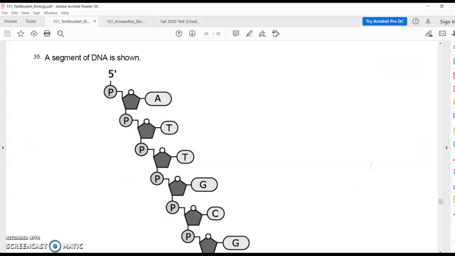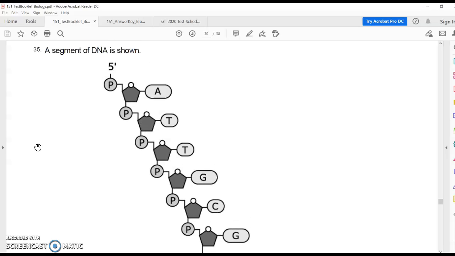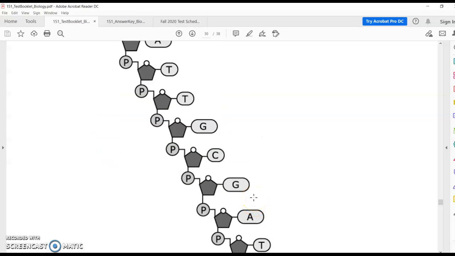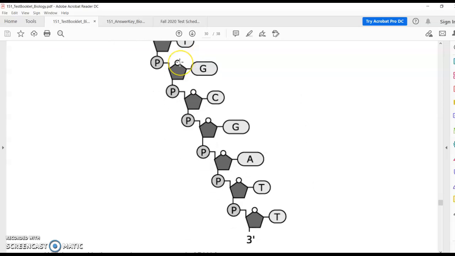Moving on to 35, we have a model of DNA going from 5' to 3' end here. So that's what these mean. This is a 5'. That little apostrophe there means prime. And then at the end of our strip here, we have a 3' end. And so strands run anti-parallel. So the complementary strand that would bond to this strand would run 3' to 5', kind of like a highway. One side runs north, the other side runs south.